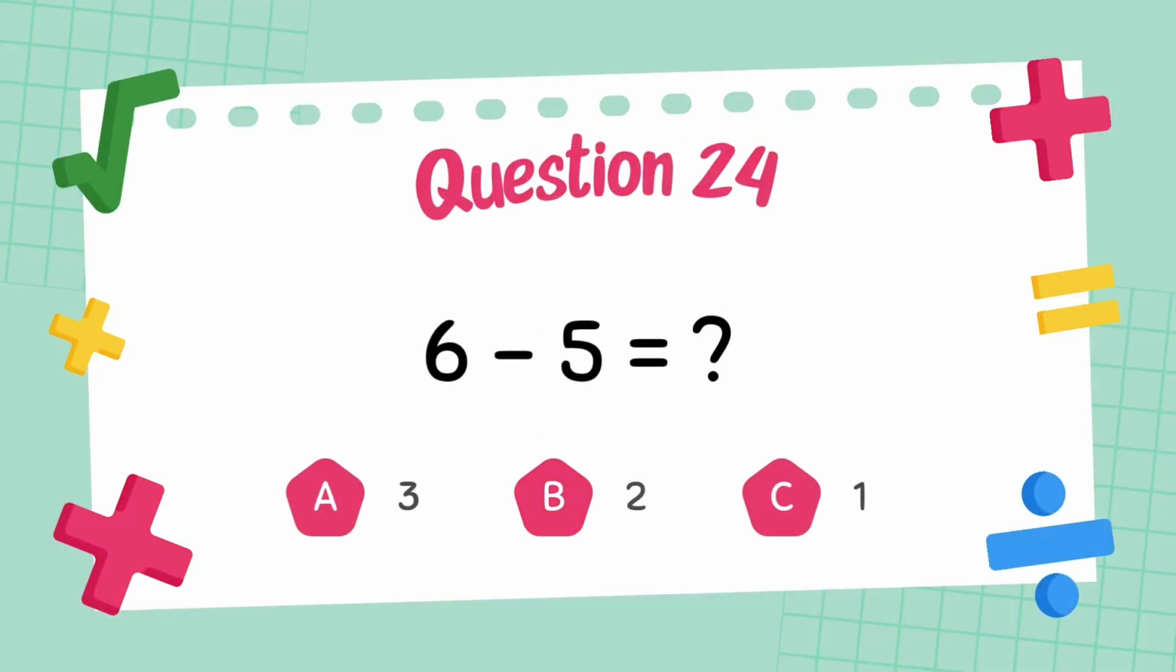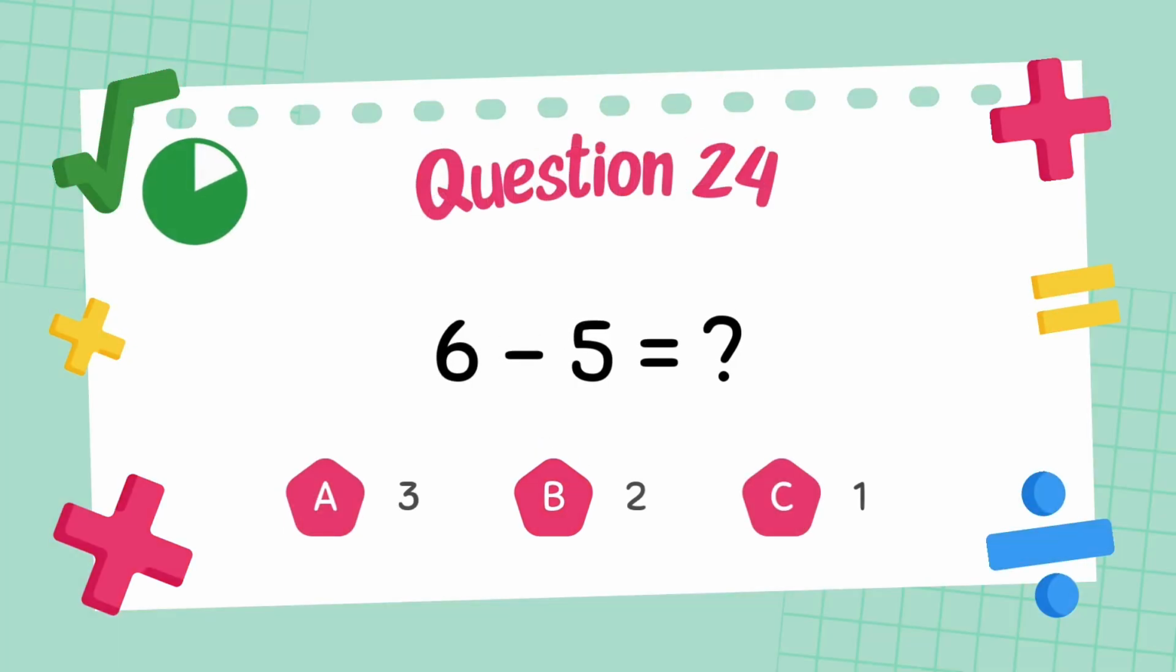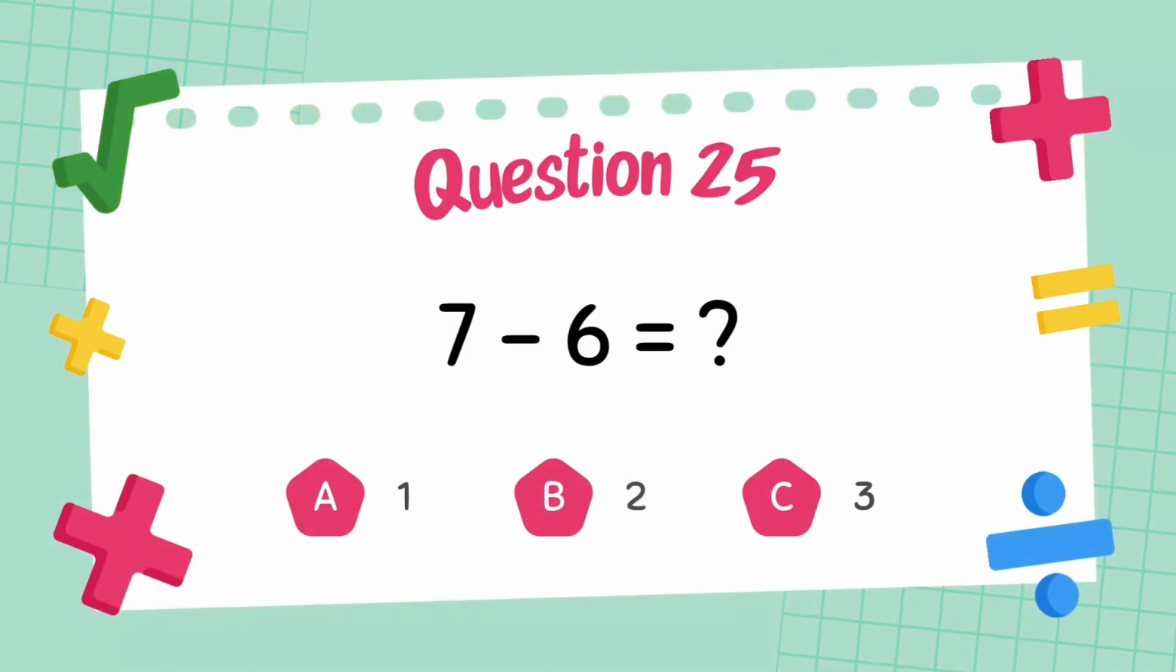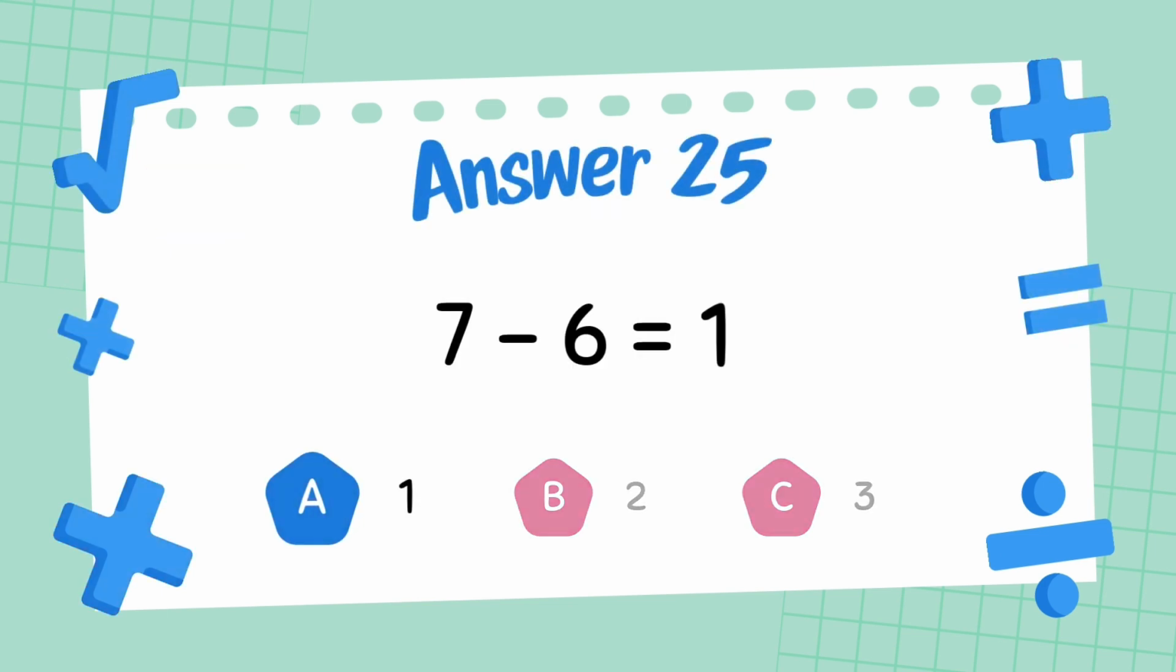What is 6 minus 5? The answer is 1. What is 7 minus 6? The answer is 1.